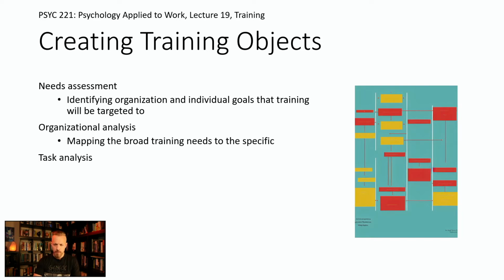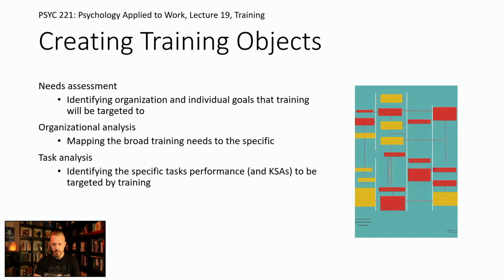And then you look down to the job level. So remember the what and the how, the tasks and the KSAOs. What are the gaps or the potential opportunities? Are they specific tasks, or is it the KSAOs associated with those tasks that should be targeted by the training? And then you're getting down to the who.